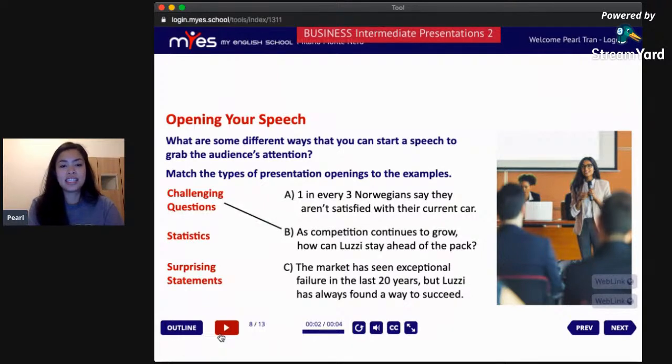Good. Statistics. 1 in every 3 Norwegians say they aren't satisfied with their current car. I think that's interesting. We're showing something, just maybe it's something you didn't know. Like, oh, we're showing statistics. And last, surprising element. The market has seen exceptional failure in the last 20 years, but Lucy has always found a way to succeed. Wow, so that is surprising. And it's a really great way because I'm shocked. I'm like, wow, this shows me that Lucy did really well.